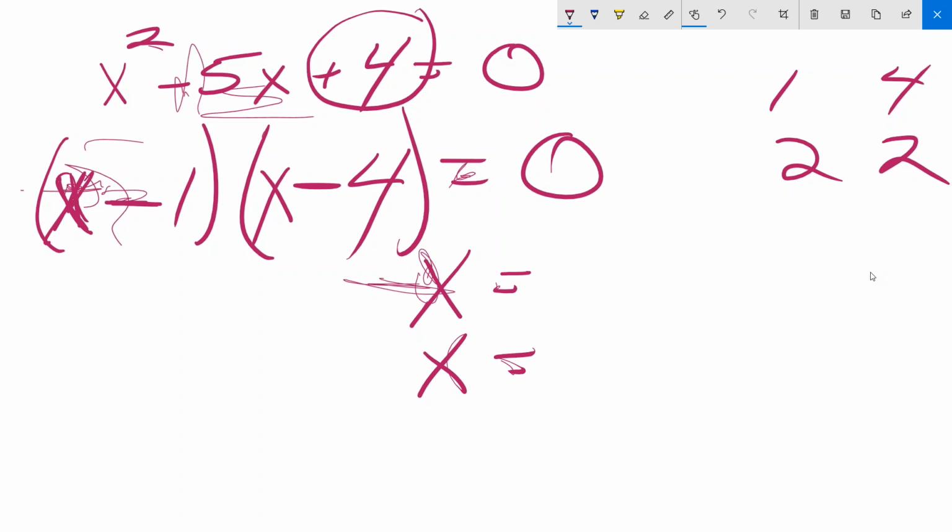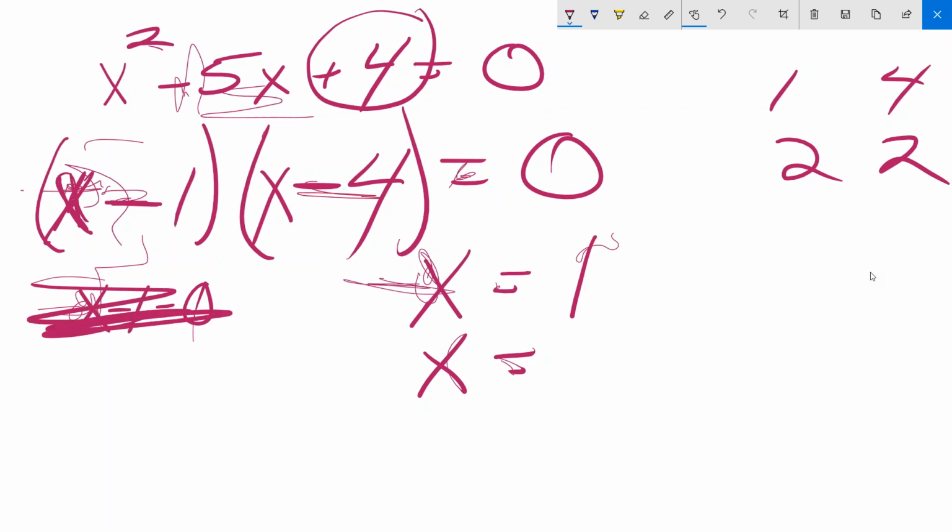If x minus 1 has to be 0, what is x? 0. No. Here's the equation. X minus 1 equals 0. I know that is true. So what is x? 1. Now x minus 4 is 0. What is x? 4. There's your two answers right there.